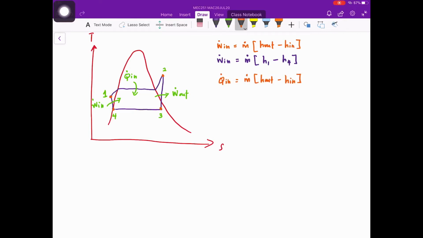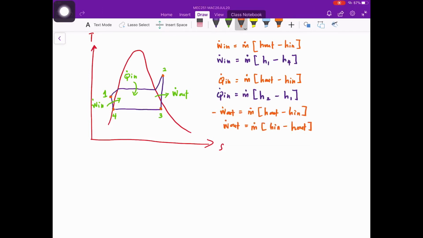Similar approach is going to be done for the heat transfer rate into our system, Q dot in. So we are going to get Q dot in equal to m dot times enthalpy out minus enthalpy in. So in our case, by referring to the TS diagram, we are going to get Q dot in is equal to the mass flow rate times enthalpy at the boiler outlet, which is state 2, minus enthalpy at the boiler inlet, which is state 1.